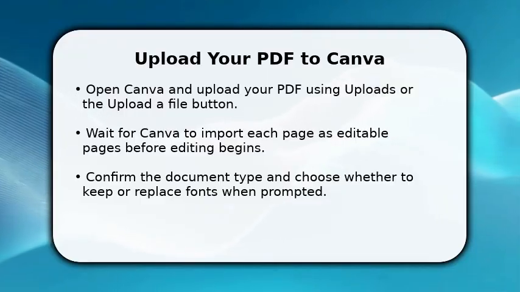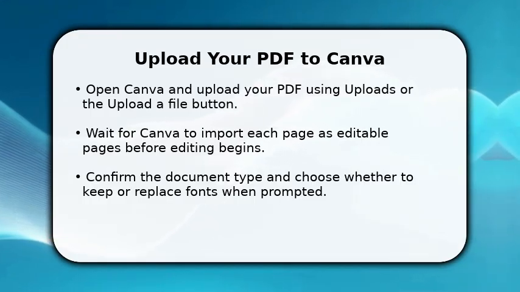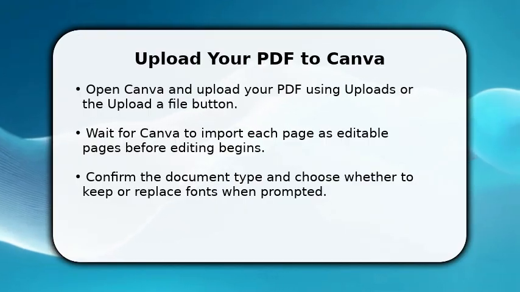Open Canva and upload your PDF using Uploads or the Upload a File button. When you select a PDF, Canva will import each page as separate editable pages. Wait until all pages finish processing before you start. Confirm the document type and choose whether to keep or replace fonts when prompted so text remains editable.